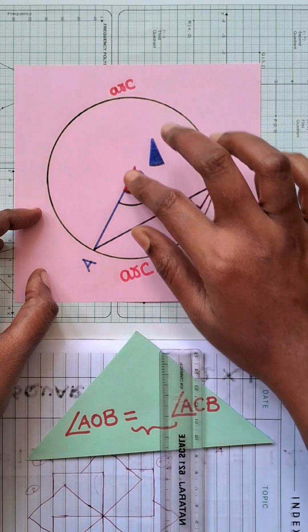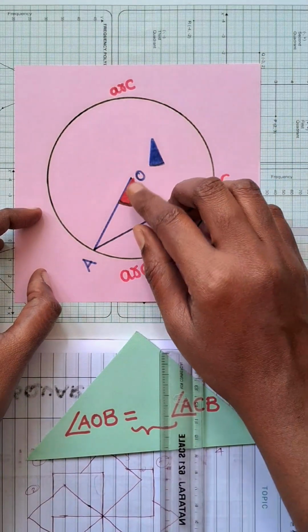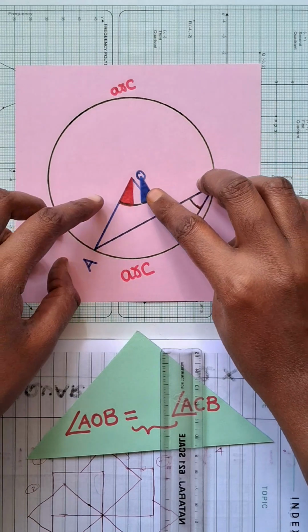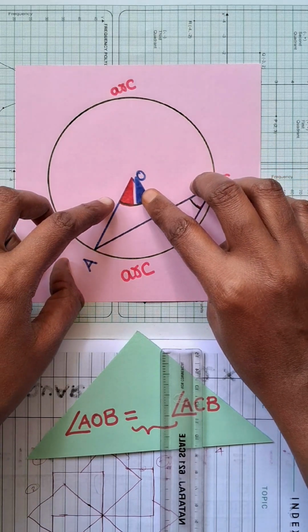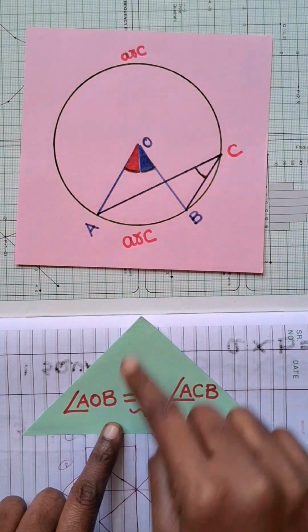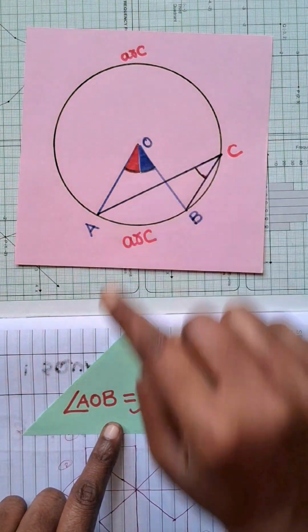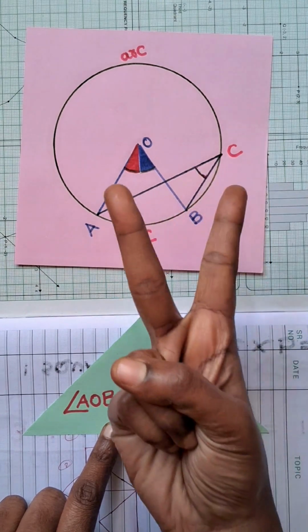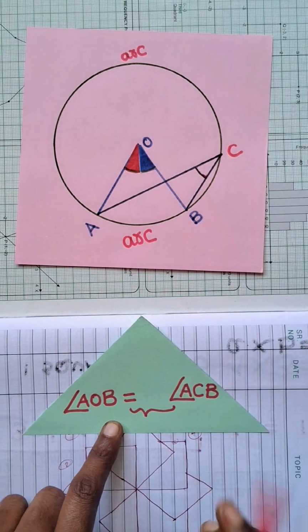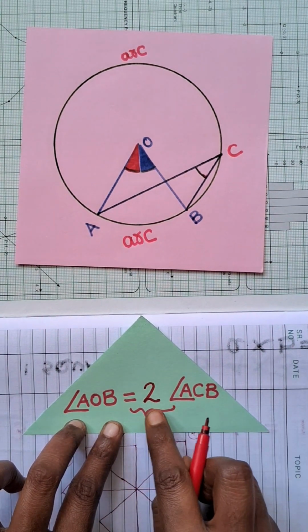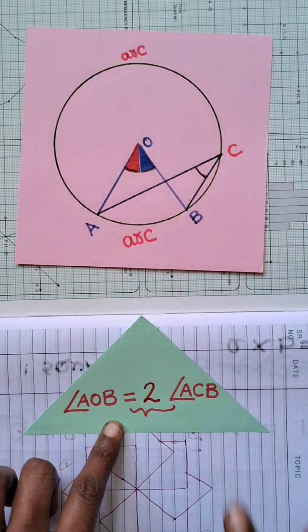Since angle AOB is formed by two tracings of angle ACB, angle AOB is twice angle ACB. This proves that the angle subtended by an arc at the center is double the angle subtended by the same arc at any point on the remaining part of the circle. Hence, we proved the theorem using an activity.